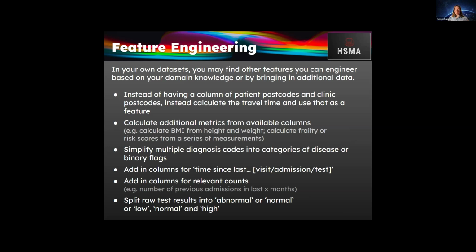You could simplify multiple diagnosis codes into categories of disease. So, for example, instead of having ICD-10 codes for autism, ADHD, etc., maybe you could just group that into a sort of neurodiversity flag. You could add in columns for time since last visit or last admission, last test. You could count things like the number of previous admissions in the last couple of months. You could split raw test results into something like abnormal or normal, or low, normal, and high. These are likely to give your model a lot more predictive power than just using raw data.